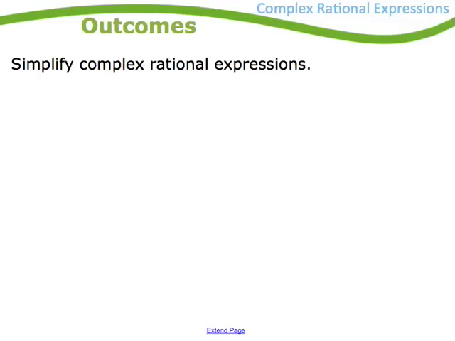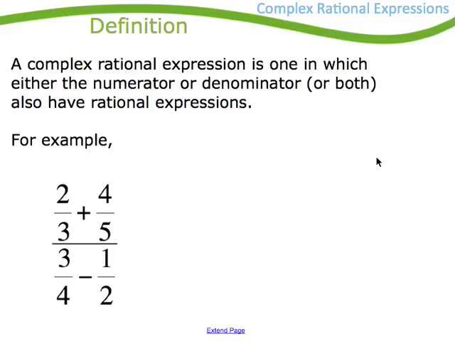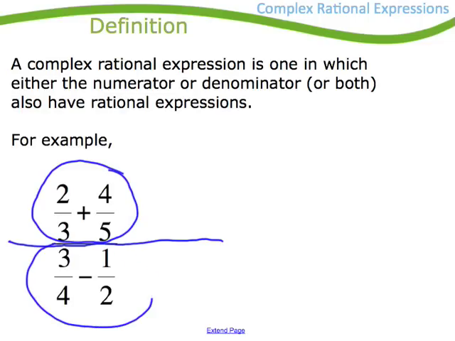The textbook looks at a couple of different ways of solving them, and we're going to look specifically at one. First off, though, a complex rational expression is one in which the numerator or the denominator or both also have rational expressions. So here I have a fraction in which I've got fractions on the top and fractions on the bottom, and I need to simplify that.